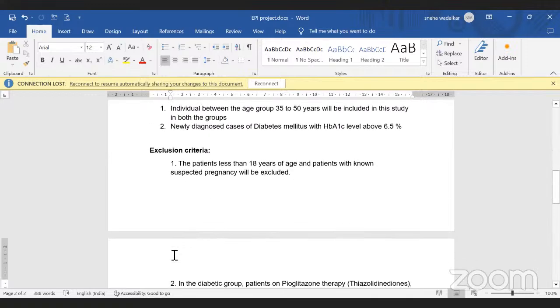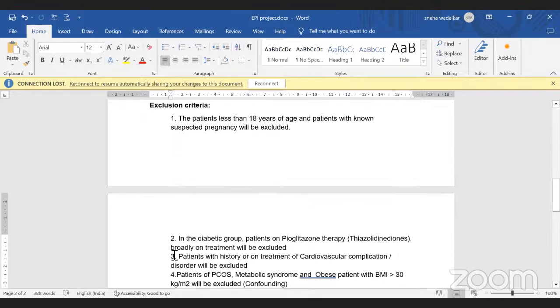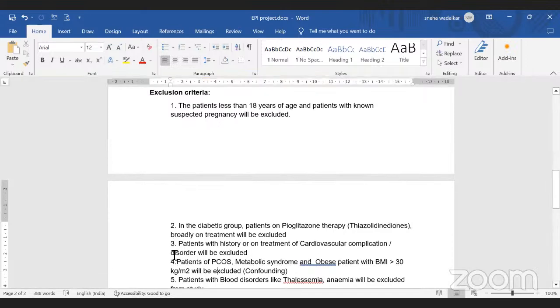Coming to the exclusion criteria, patients less than 18 years, and suspected pregnancy cases will be excluded. In the diabetic group, patients on any therapy or treatment will also be excluded. Also, patients with previous history or any treatment of cardiovascular complications or disorder, or patients on statin will be excluded from the study.